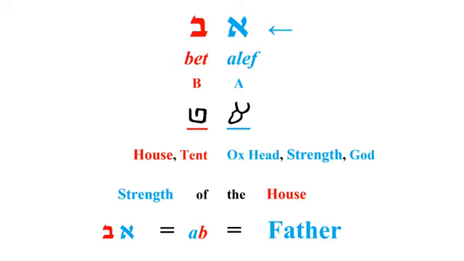Okay, so now you have two Hebrew letters. You have the Aleph, which is strength. You have the Beit, which is house. And now we're going to talk about our first Hebrew word. The first Hebrew word in a Hebrew dictionary is the word Aleph Beit. That's how it's spelled. It's pronounced Abba or Av.